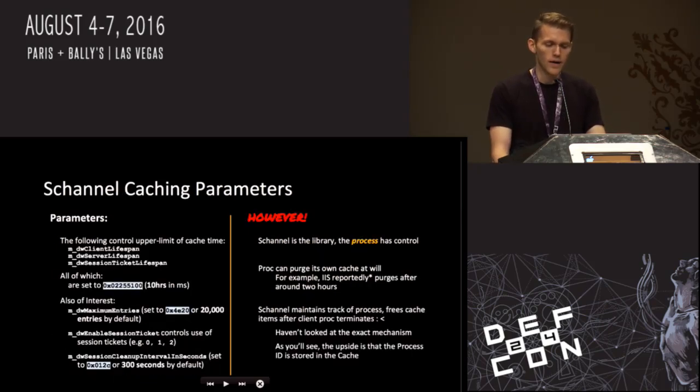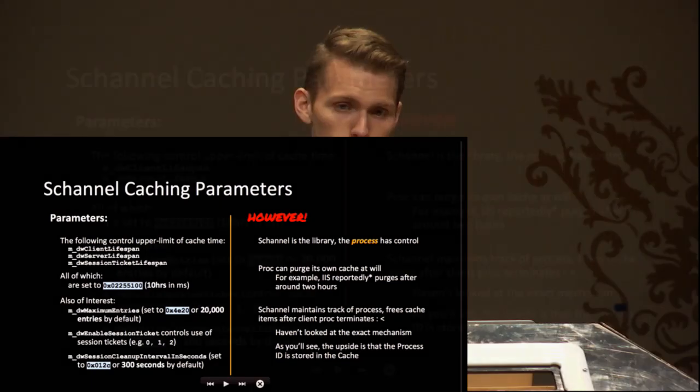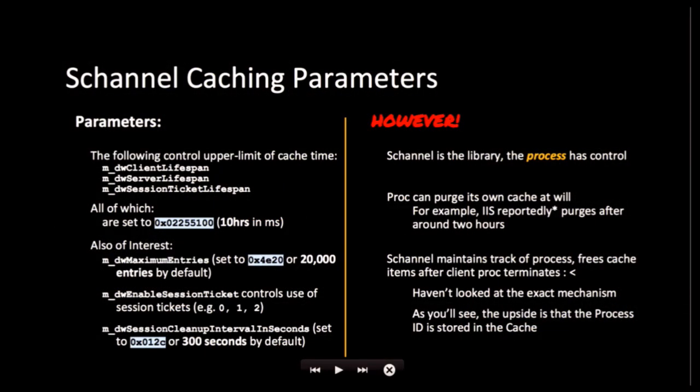So how long does this whole thing actually get cached? We talk about what the spec allows. How does this actually work? What are the actual values?